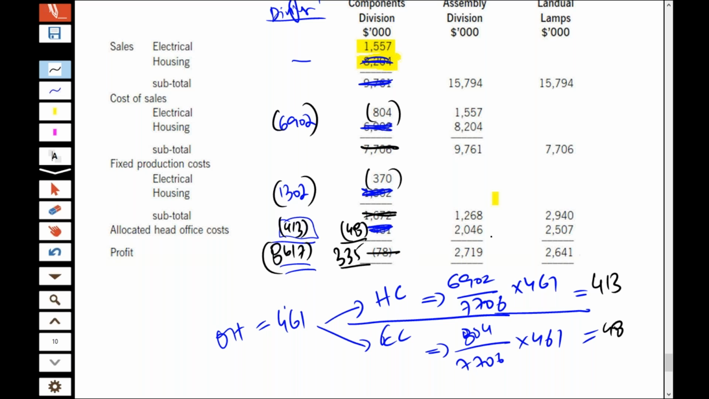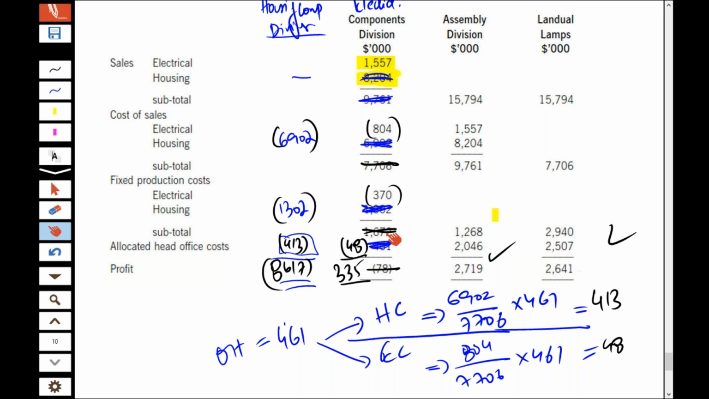Now, if we could just sum up what we have discussed, we have actually been able to identify that by doing this is what is going to be happening. So what are going to be the advantages of this? This would tell you what the electrical component itself is generating. The assembly division remains the same.